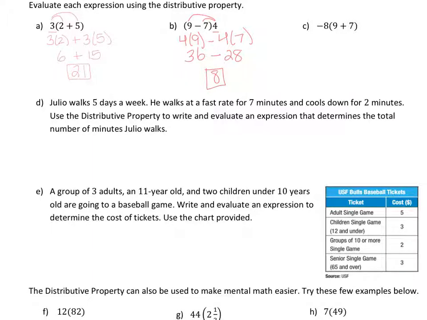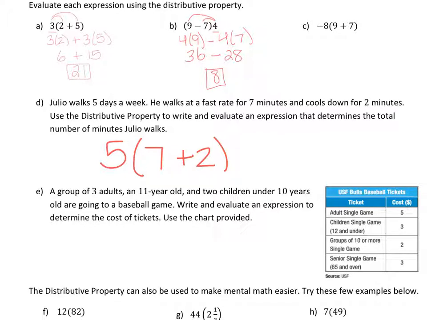Letter D. Julio walks 5 days a week. He walks at a fast rate for 7 minutes and cools down for 2 minutes. Use the distributive property to write and evaluate an expression that determines the total number of minutes Julio walks. So 5 would represent the days of the week. And on the inside, I would put the 7 minutes he walks at a fast rate, and the 2 minutes he cools down. So that right there is our expression.